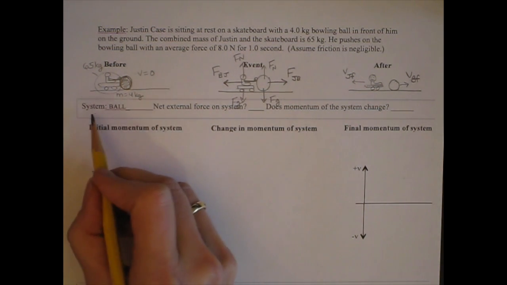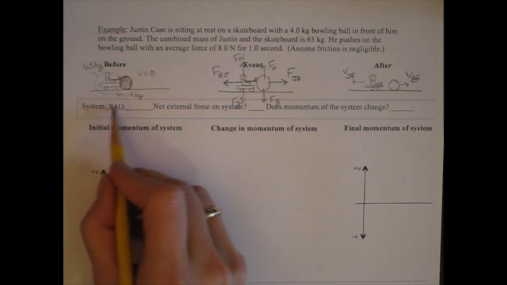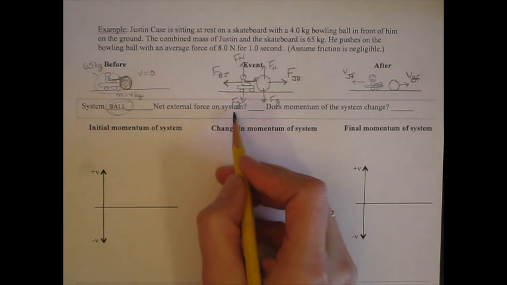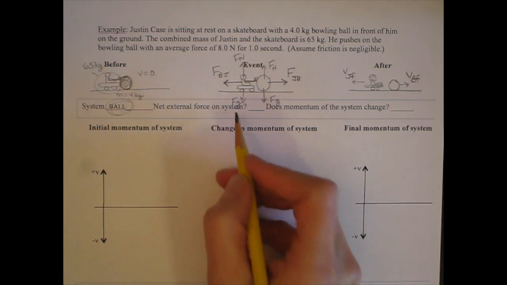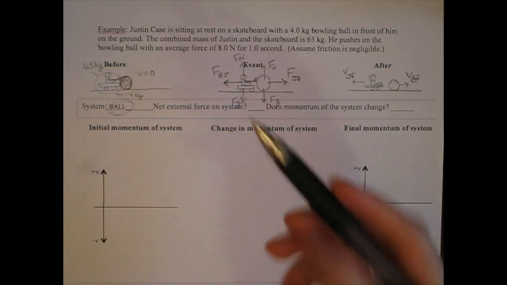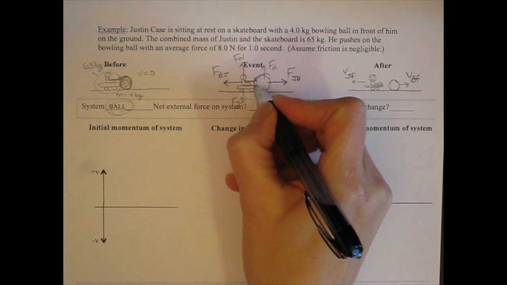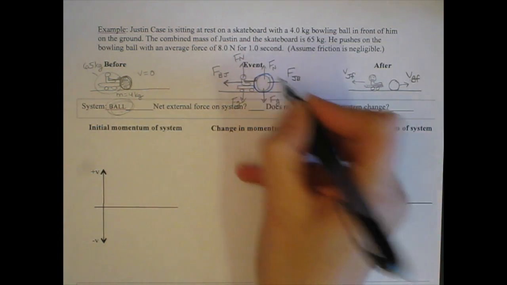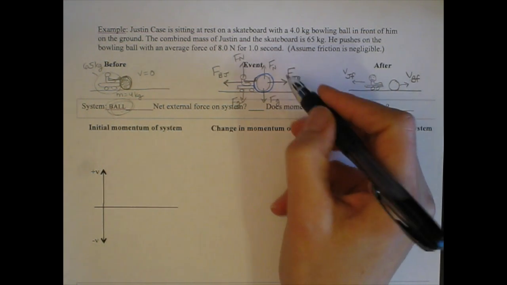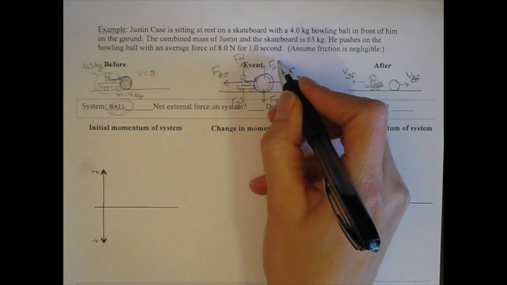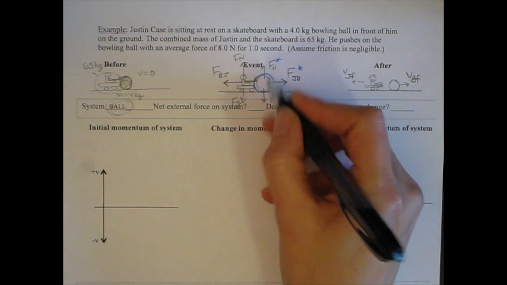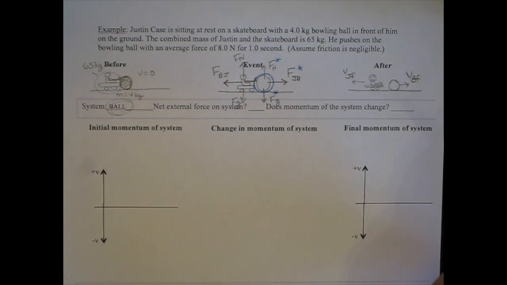Okay, let's look at what our system is going to be. For the first part of the problem, the system is going to be the ball. Is there a net external force on the system? So the first step is to look at what your system is. My system is the ball. So any forces caused by objects outside of the ball would be external forces. So this is an external force, this is an external force, and this is an external force. So all the forces on the ball are external forces.